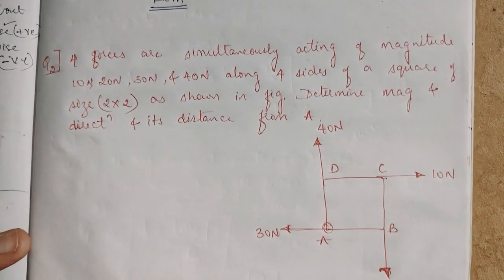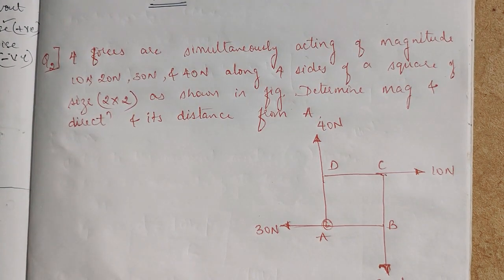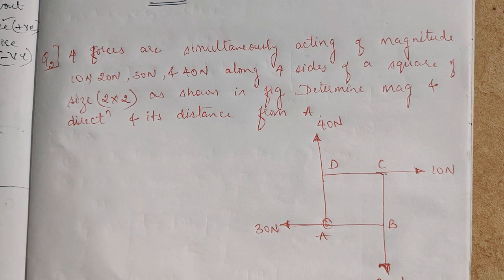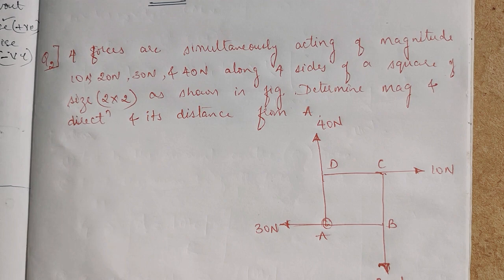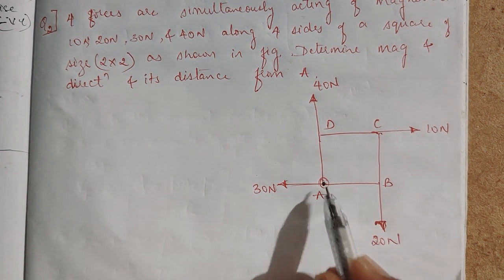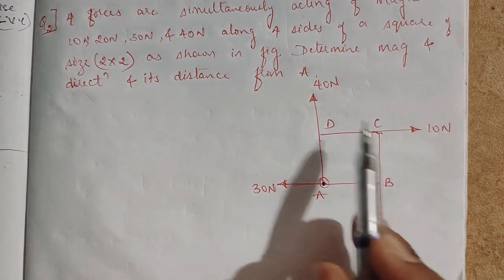Now I will go to some different types of problems. See here, 4 forces of magnitude 10 Newton, 20 Newton, 30 Newton and 40 Newton are simultaneously acting along the 4 sides of a square of size 2 × 2 as shown in the figure. So see the figure. Determine the magnitude and direction and its distance from A. We have to determine the resultant. Okay, 4 forces are given.